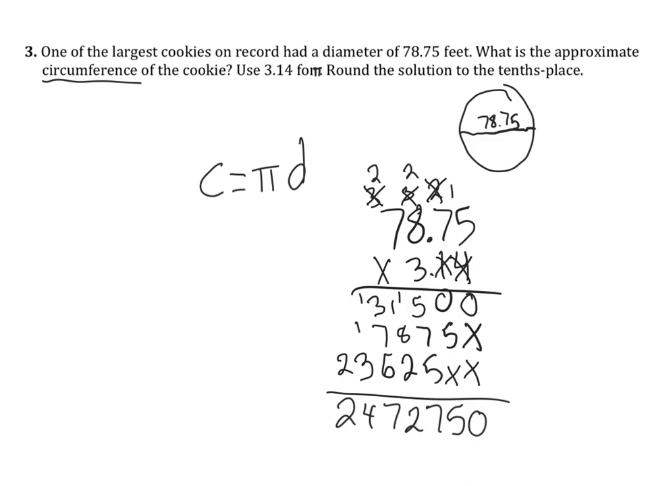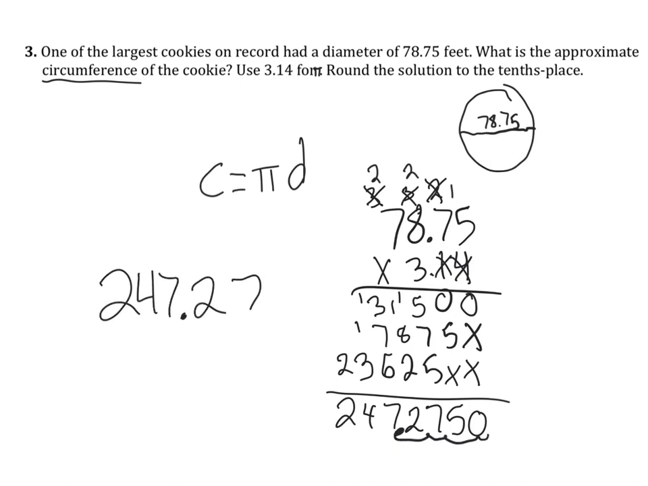Now, I have to look and count up how many decimal places I have up here. That is 1, 2, 3, 4. So I have to move my decimal 4 times. 1, 2, 3, and 4. Right there. So I would get 247, and it says round to the 10th place, so that's the first one, so that would be 0.27.